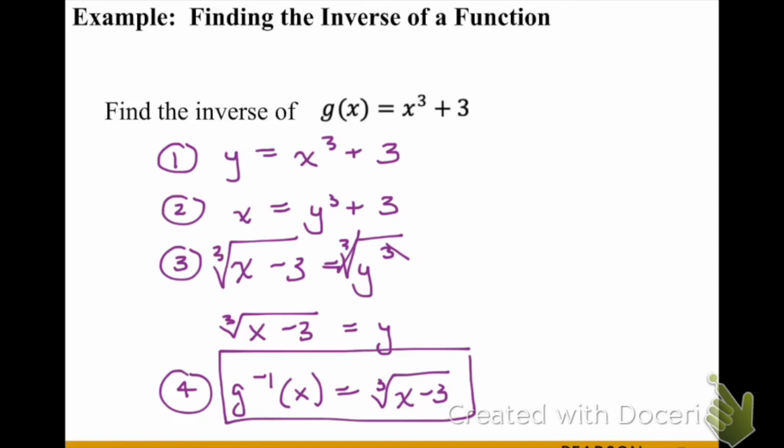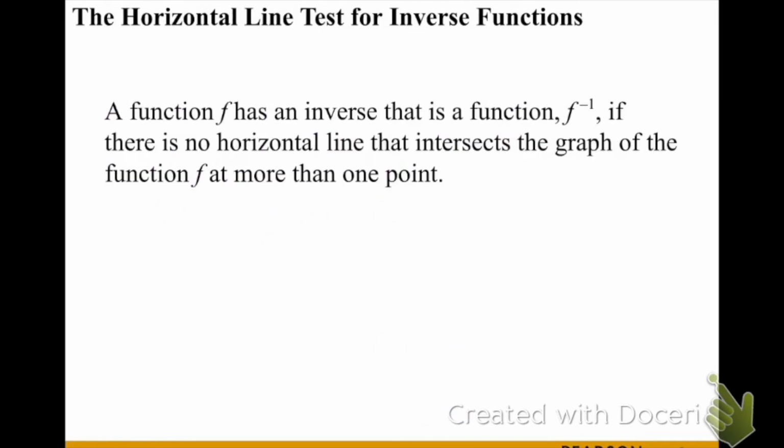Now, when a function has an inverse, we also want to know if that inverse is actually a function itself. So what we have developed is the horizontal line test. Similar to the vertical line test, which told us if an equation was a function, the horizontal line test will tell us if it has an inverse function. A function f has an inverse that is a function if there is no horizontal line that intersects the graph of the function f at more than one point.